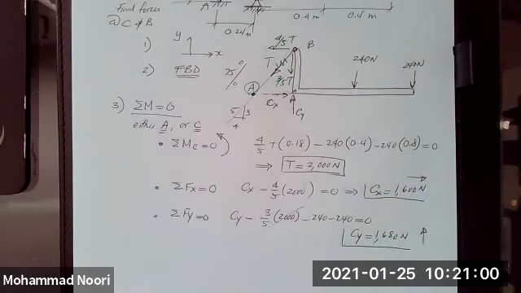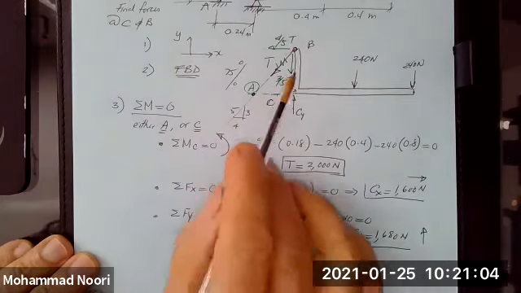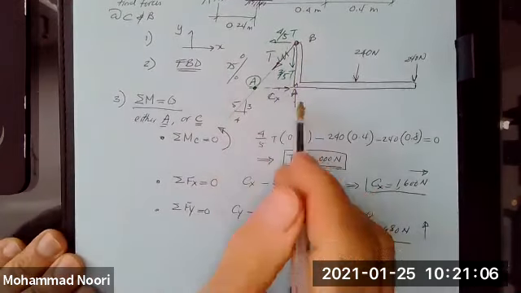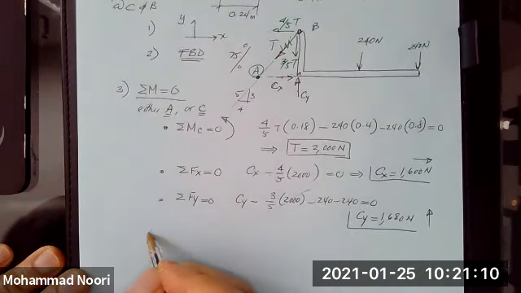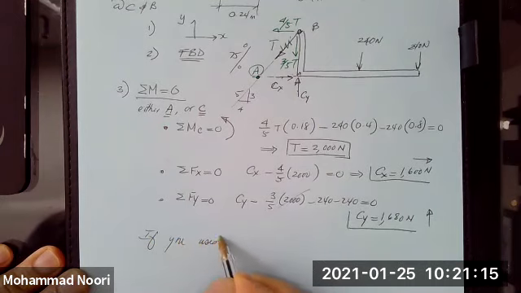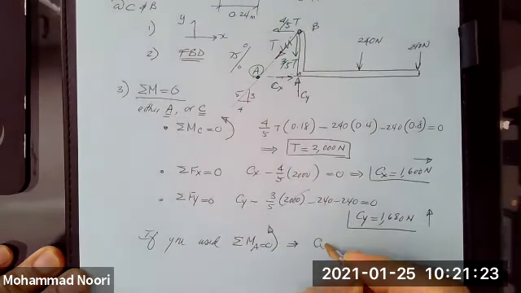Yeah, in the other section, I used point A to find the answers, and I found CY first. Okay, so if you used summation of moments about A equal to 0 as the starting point, that would give you CY first. Could you explain your moment equation one more time?